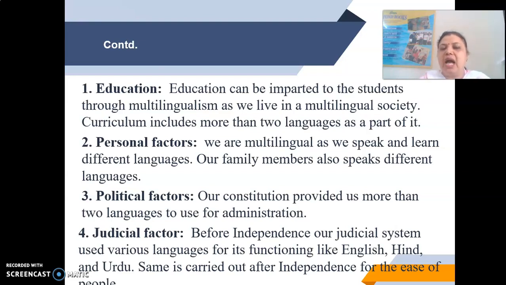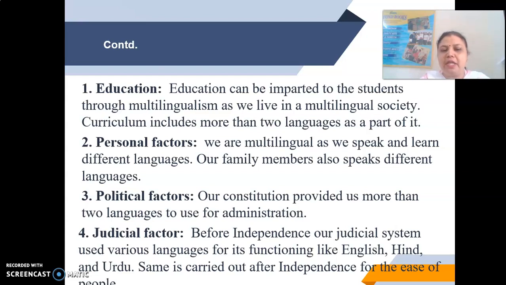Political factor: our constitution provided us more than two languages to use for administration. In our constitution, Hindi and English, two languages, are provided for political affairs or to maintain the administration. But yes, instead of Hindi, the people can use the regional languages belonging to that particular state.